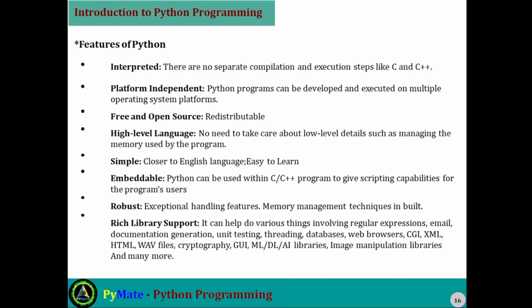So, various things involving regular expressions, email, documentation generation, unit testing, threading, databases, web browsers. CGI means common gateway interface. XML means extended markup language. HTML, hypertext markup language. WAV files, cryptography, GUI, graphical user interface, ML, DL, AI, machine learning, deep learning, artificial intelligence libraries, and image manipulation libraries, and many more available in Python language.